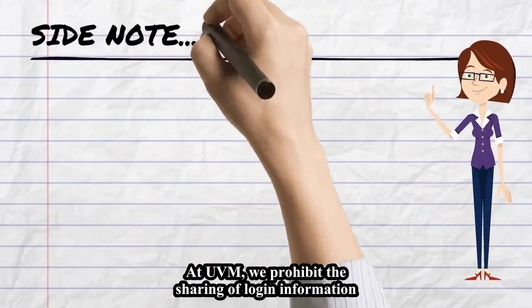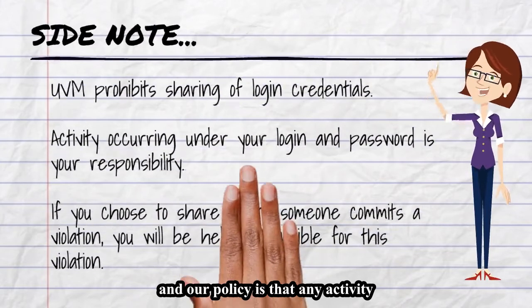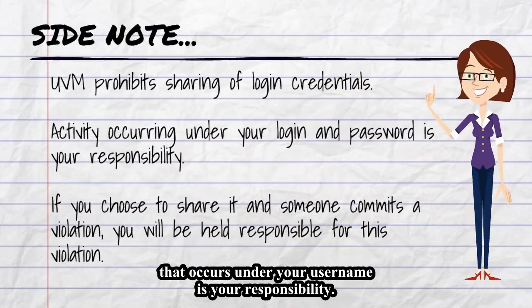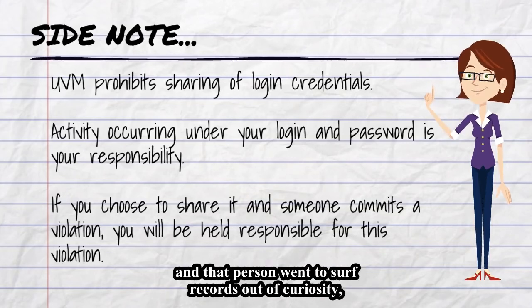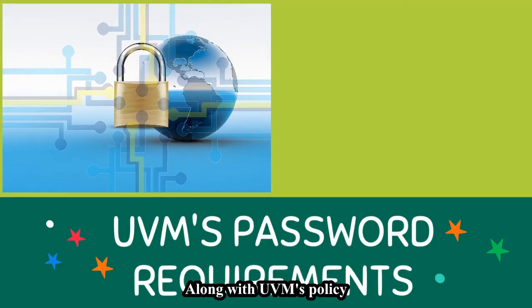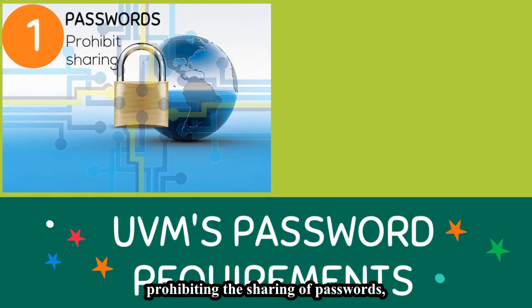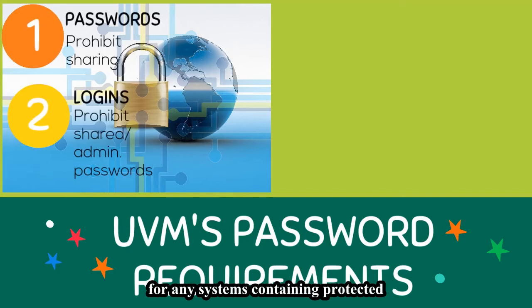At UVM, we prohibit the sharing of login information, and our policy is that any activity that occurs under your username is your responsibility. This means that if you share your login credentials with someone and that person were to surf records out of curiosity, you will be held responsible for this activity. Along with UVM's policy prohibiting the sharing of passwords, we also do not allow the use of shared or general passwords for any systems containing protected or sensitive information.